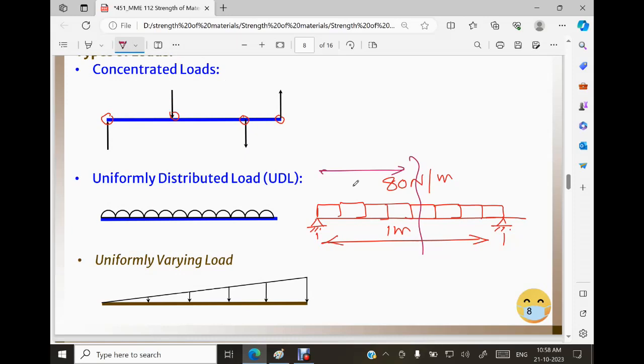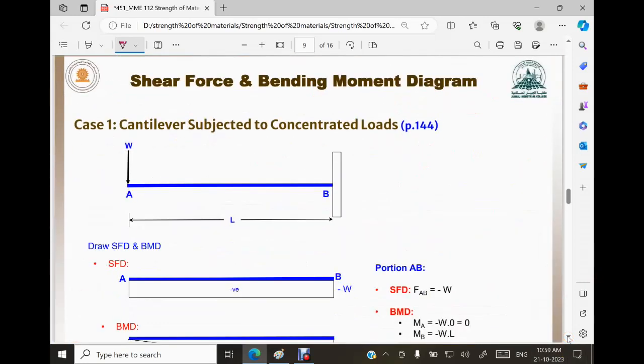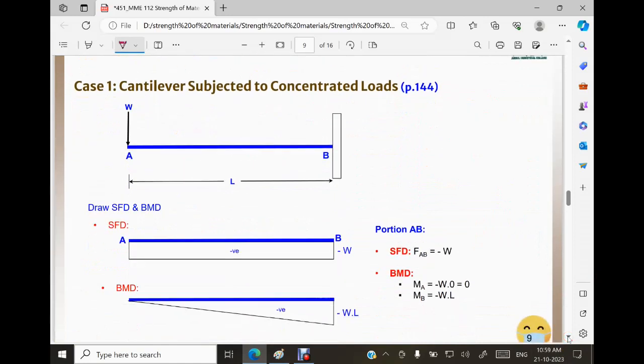But in this case, it is 18 newtons, there is no per meter here. It is acting concentrated at one point. And here you can see in the third one, it is uniformly varying load. You are starting from 0 and slowly you are increasing the load. Okay, we will solve problems on these three different types of loads. We have got the problems now. We will talk about the problems in the next video.